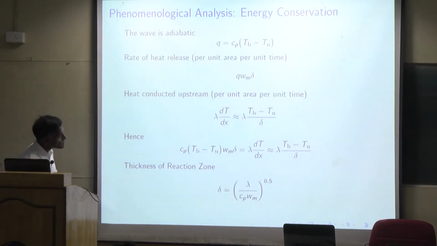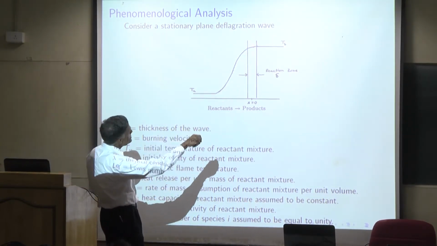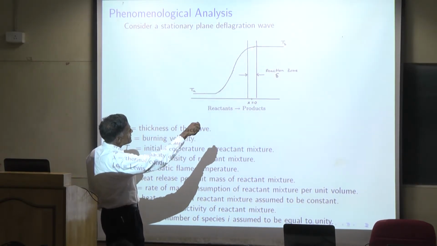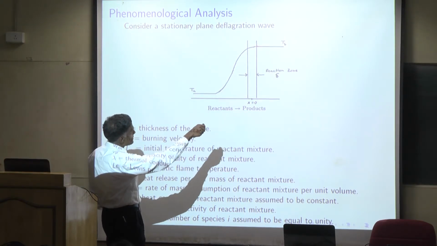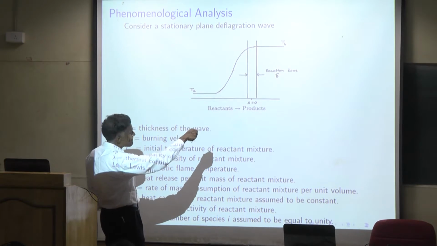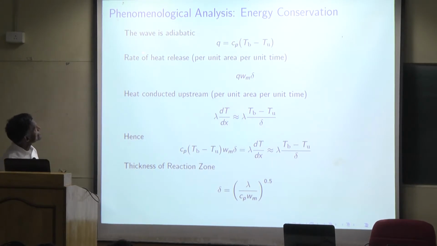Now let's look at this reactant mixture. You can see that the wave is adiabatic. So whatever heat is released in this reaction layer has to be conducted upstream, because it cannot be conducted in the other direction, since that's the post-flame zone. So the chemical reaction takes place and the heat that is released is conducted upstream in this direction by thermal conduction. The wave is adiabatic, so the heat release equals Cp times Tb minus Tu. That's straightforward.